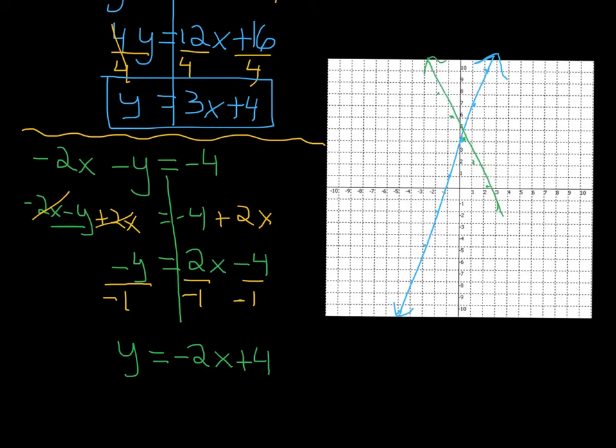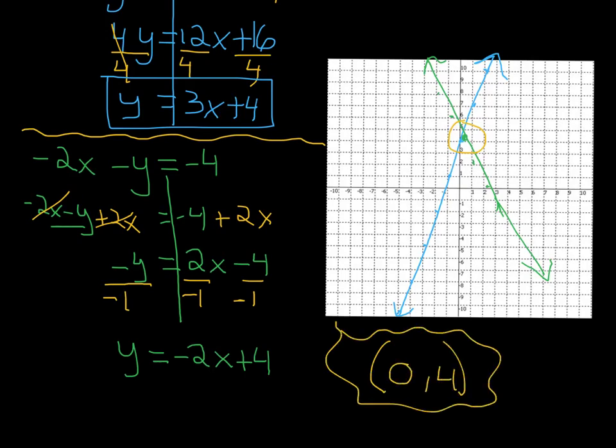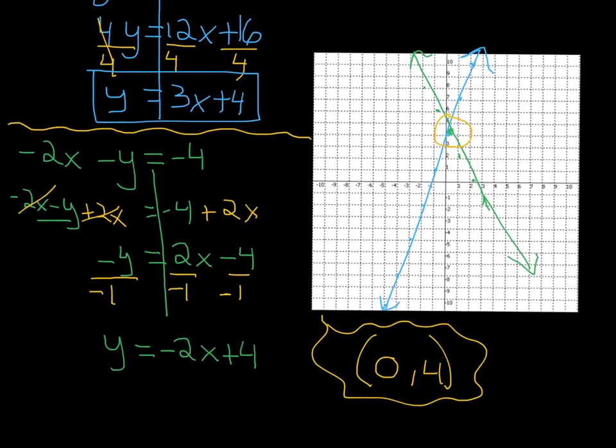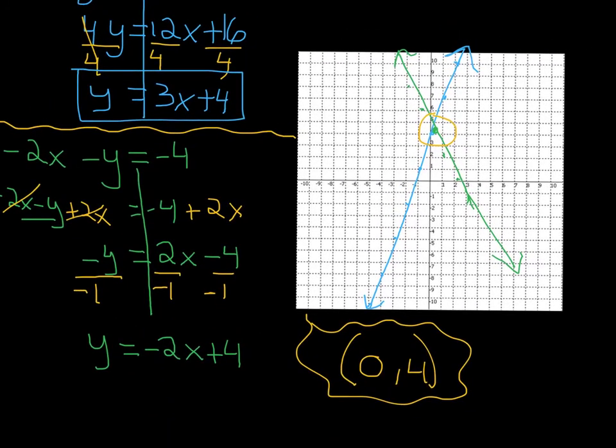And the point at which they intersect, well, they share the same y-intercept at that 4, so they intersect at the point 0, 4. So sometimes you will get questions that are a lot of steps because you need to solve them for y, graph them, and then find the point at which they intersect.